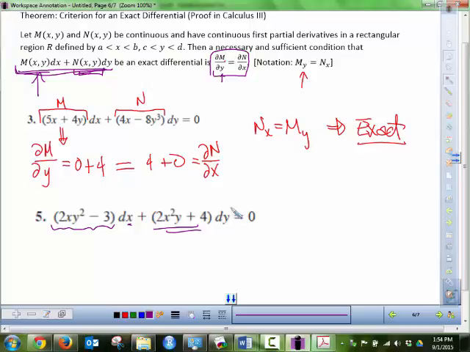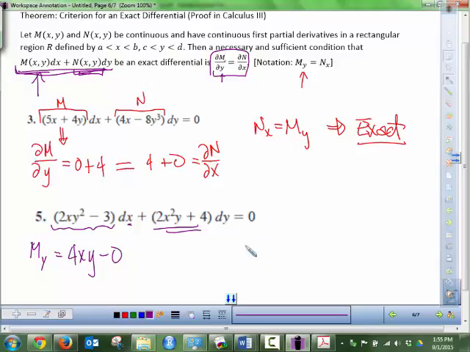Let's see. So my M is equal to 2x times y squared minus 3. I want to find the derivative of M with respect to y. This is the other notation. I'm going to treat x as if it was constant. So what's the derivative of 2xy squared with respect to y? 4xy. The 4 comes from the power coming down, the x is a constant so you just leave it alone, and then y to the first power. And the 3 is just a constant, so that's going to be 0. Okay?